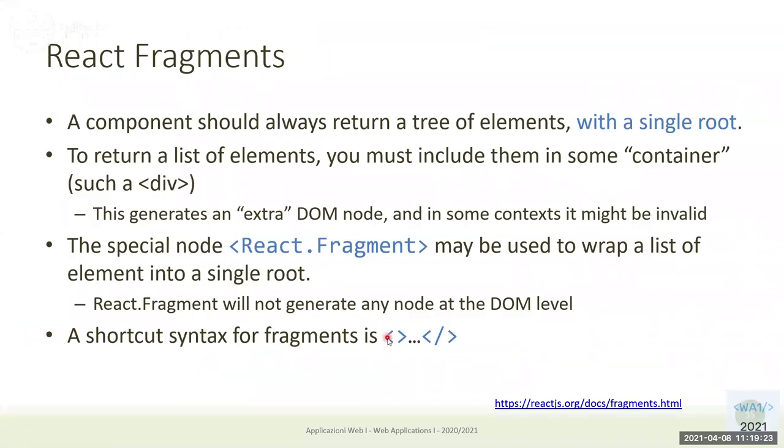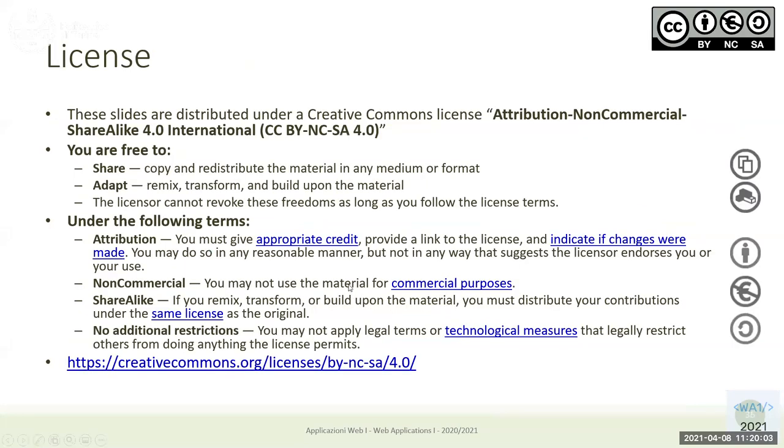So there's a shortcut of a very strange type of node, which is a sort of empty node. It's called a fragment, React fragment. You can wrap your code into an opening and closing empty tag. That will be a sort of invisible div that will disappear in the DOM. So it will not be mapped into a real node in the DOM, but it's just for keeping together the list of elements. So if you have to return a list of elements, you should put them into one container, and this fragment could be a good way of having a container without adding a new real node to your tree.